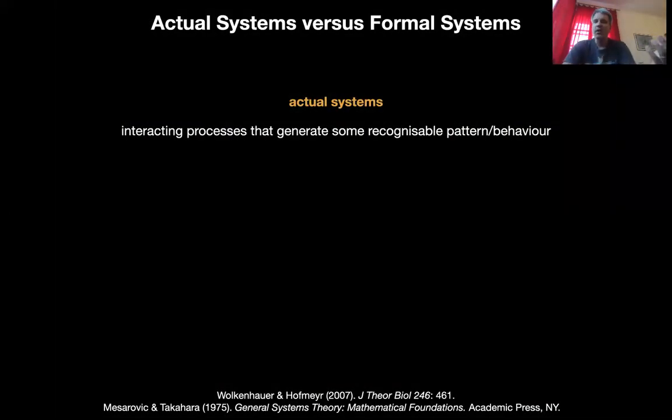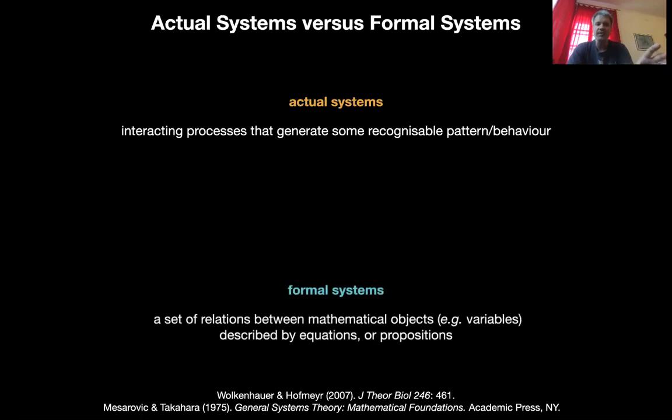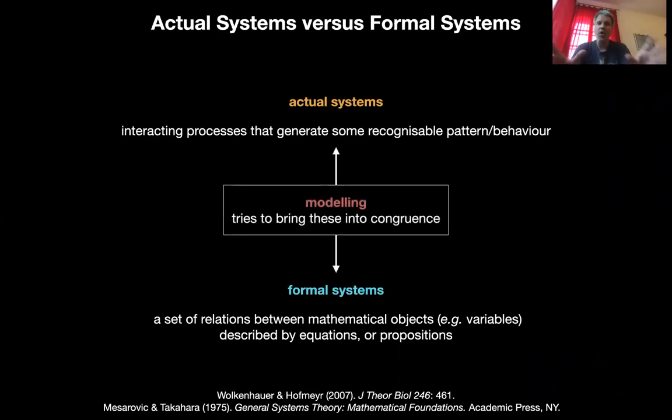And so to summarize that once again, we're trying to understand an actual system, which is a patterned process in nature, with a formal system, a set of relations between mathematical objects, variables in the case of dynamical systems that are described by equations. We'll get to that. And we bring those two into congruence by the activity of modeling. Again, I'm looking at modeling and models as tools for understanding. So dynamical systems models are tools for understanding the behavior or the dynamics of a developmental process.